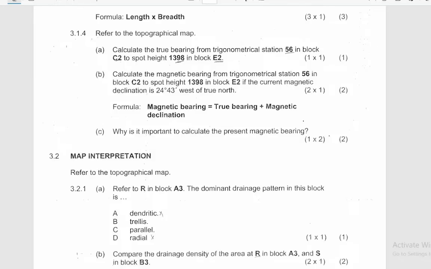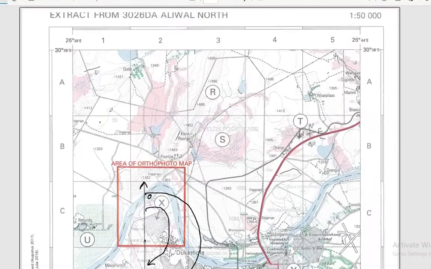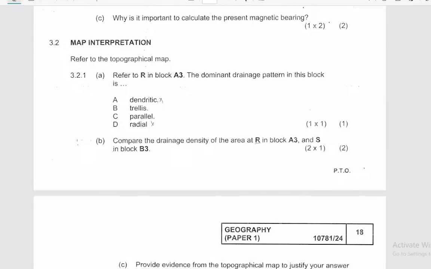Right. Then we move on to refer to R in block A3. The dominant drainage pattern in this block is, if you go to R here, R is here in block A3. What is the dominant drainage pattern here? You can see that this stream is flowing here. This one is going there. This one is going there. And this one is also going there through the dam. What kind of pattern is this? The correct answer here must be parallel. Those streams are running parallel to each other. It's a parallel drainage system which is being experienced on that particular area. So we can say that the correct response here is C for parallel.